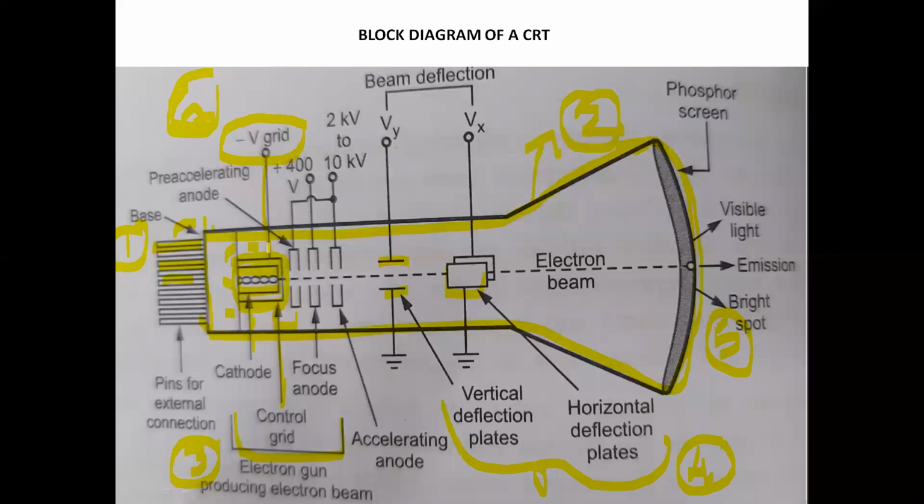So after they come, what is the other section? This is the first pre-accelerating anode. This pre-accelerating anode is connected to a positive potential, that is 400 volts. There are two anodes. First one is pre-accelerating anode and after that this is the accelerating anode. In between is the focusing anode. So these three anodes: first the pre-accelerating anode, the anode that is before accelerating.